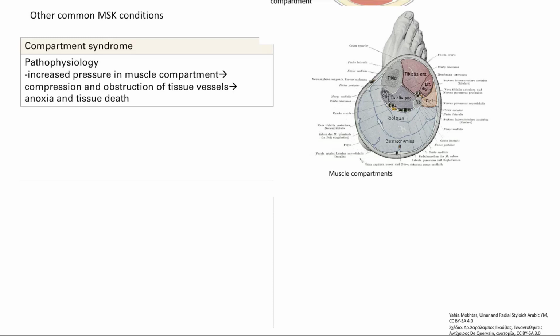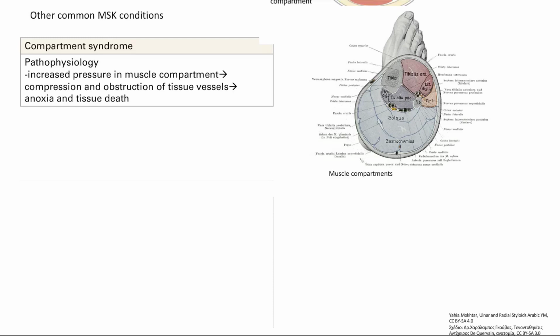You get inflammation, you get fluid buildup, increased pressure. Increased pressure leads to compression and obstruction of tissue vessels. When you compress the vessels, there's less blood to the muscles. They get anoxia, you get tissue death. Not good at all. Clinical features is easy.